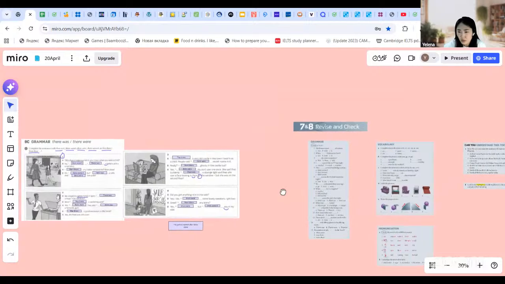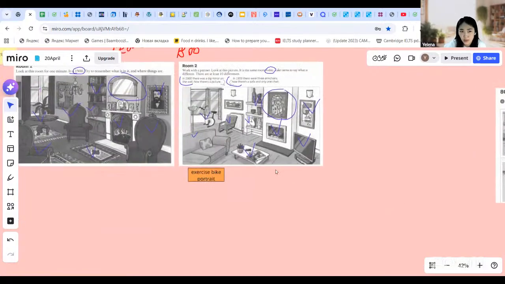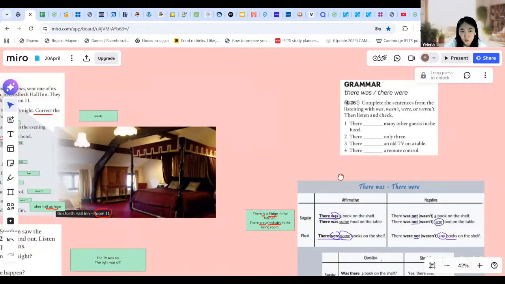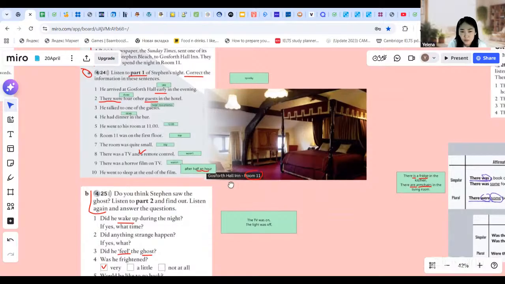Так, у нас время совсем мало, да, у нас времени. Так, Сэхан, сейчас чуть-чуть вернемся.